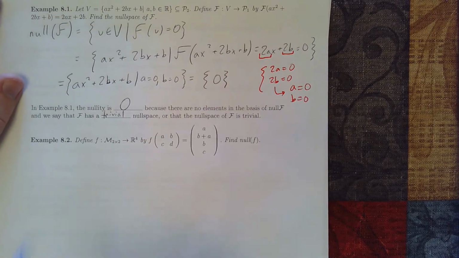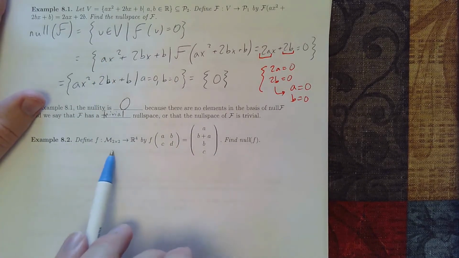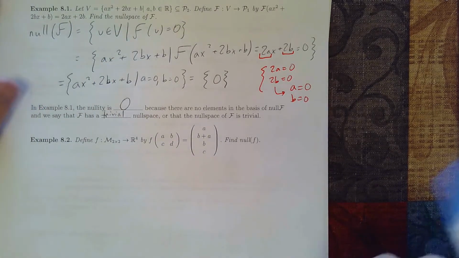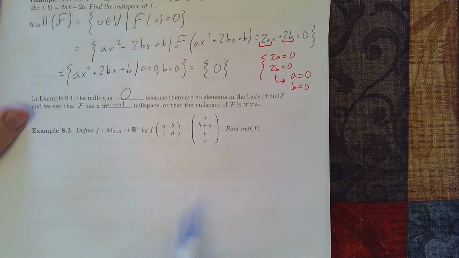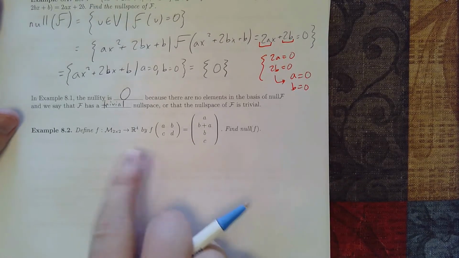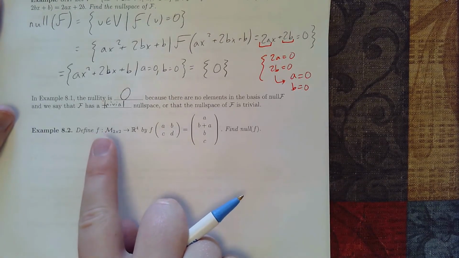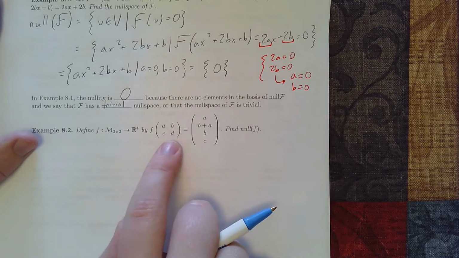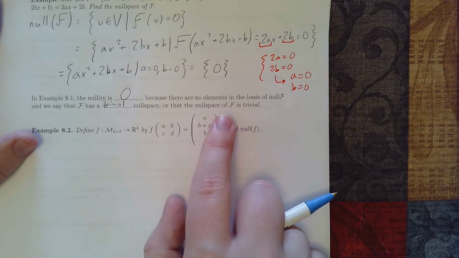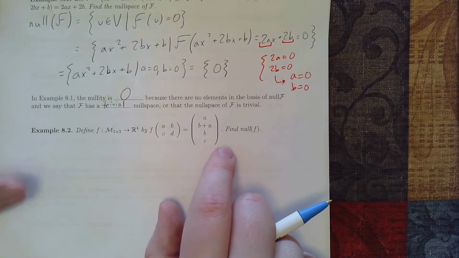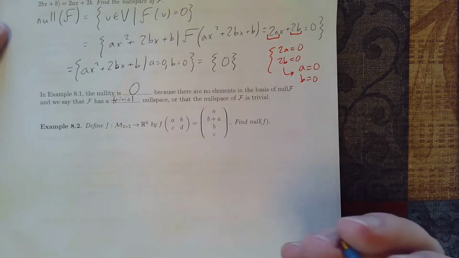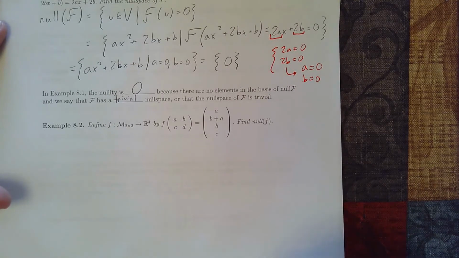And maybe something that doesn't go from a crazy subspace, something that just kind of goes from something normal to something less, or also pretty normal. So we want to go ahead and define our function f going from 2 by 2 matrices to R4 by taking some input A, B, C, D and going to A, B plus A, B, C as an output. So we want to know which things are going to get mapped to 0.